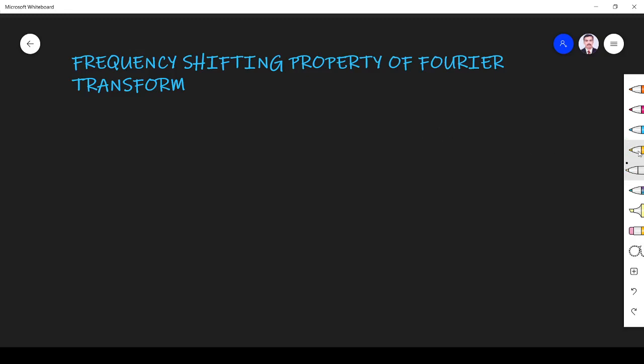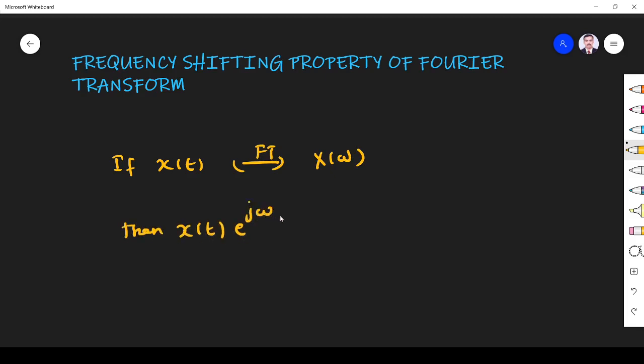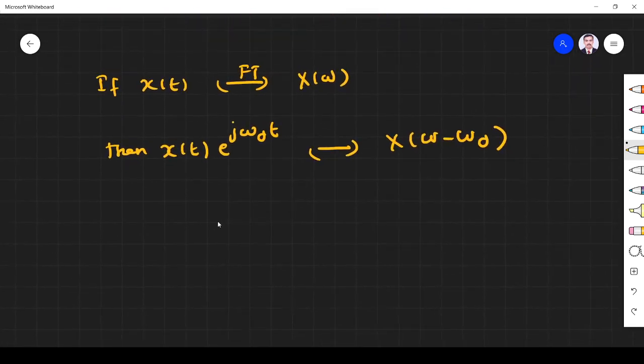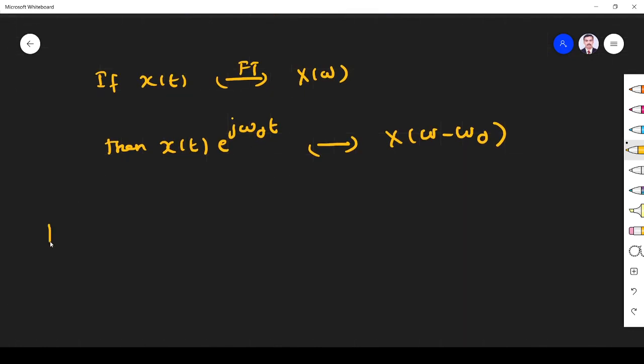So this is a very important property. Let us see this. The property states that if x of t has a Fourier transform of X of omega, then the Fourier transform of x of t into e power j omega naught t is given by X of omega minus omega naught. This is what the frequency shifting property of Fourier transform is. Let us see the proof.